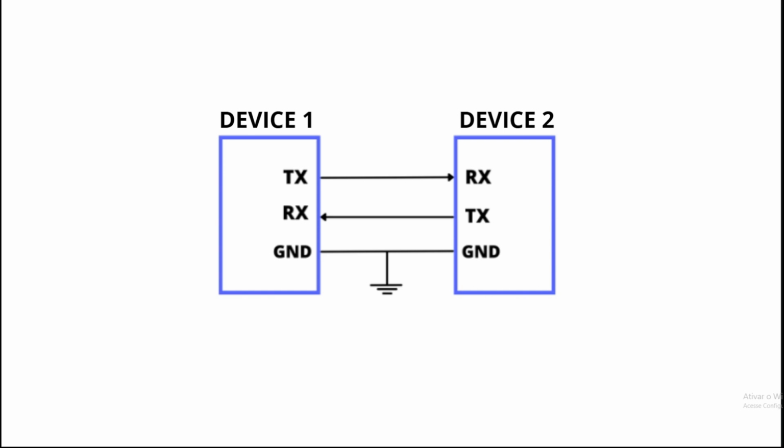According to the image, the TX pin of device 1 transmits data and the RX receives. Both devices must share the same ground. With this connection, both devices can send and receive data. As UART is an asynchronous protocol, it doesn't need any clock to coordinate the operation.